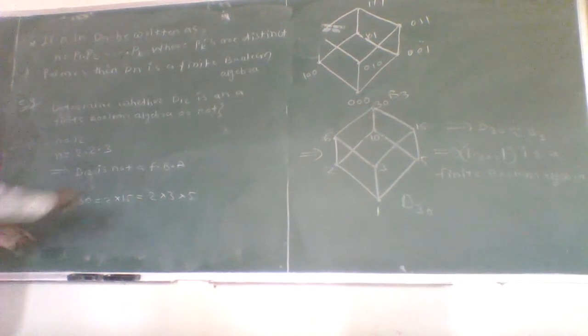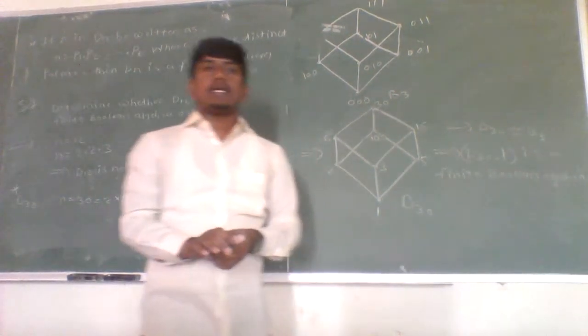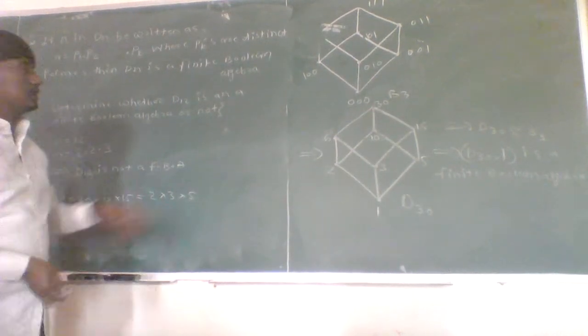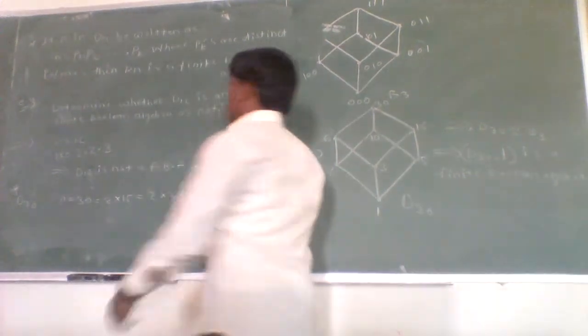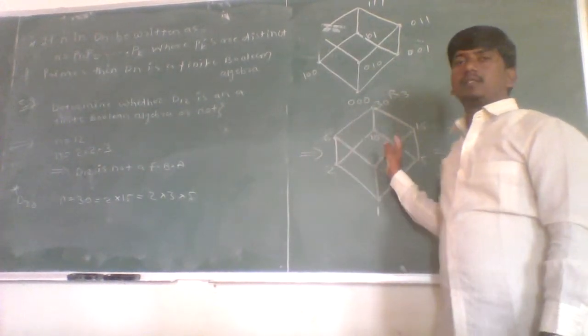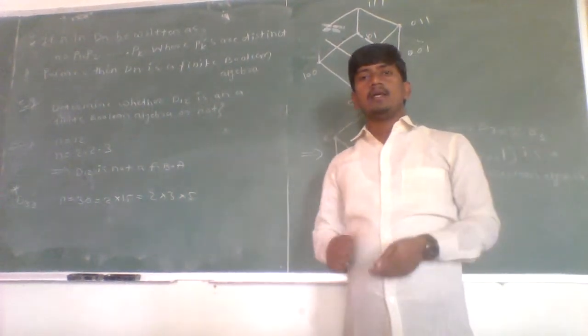So here our chapter on posets and lattices is completed, as the finite Boolean algebra is the last point of posets and lattices. Therefore, the syllabus of the whole of advanced discrete mathematics is completed.